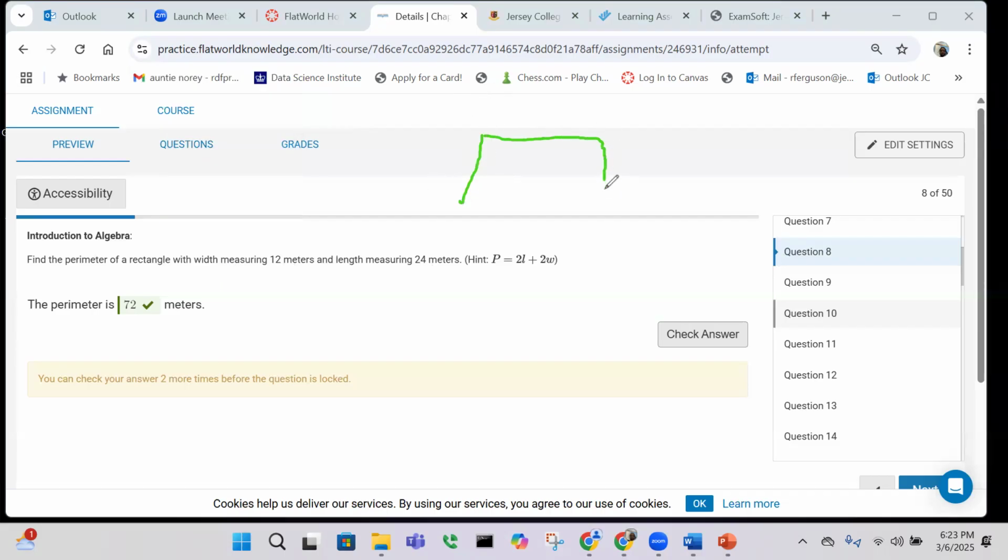Anyone? The distance around the shape. And when it comes to a rectangle, they say this is the length and this is the width, or width and length. Either way, it doesn't matter. It's up to you how you want to label it. But in a case like this, they tell me the length is 12. Actually, it went the other way. The width is 12. And the length is 24.